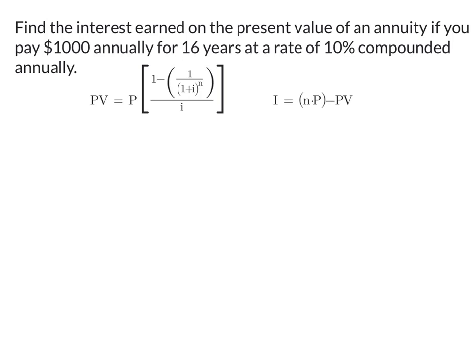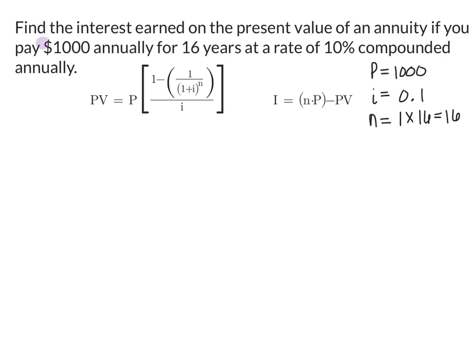First, we're going to find the present value of the annuity using the present value formula. Next, we'll take that value that we found for present value and substitute it into the formula for interest earned and solve for I. That will be our final answer. First, identify the values for P, I, and N.